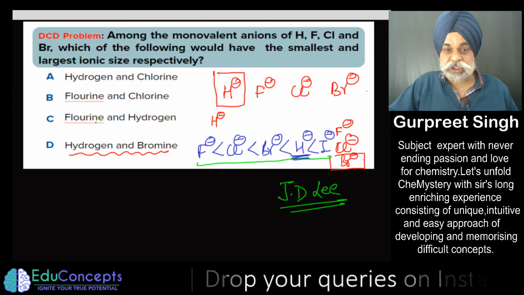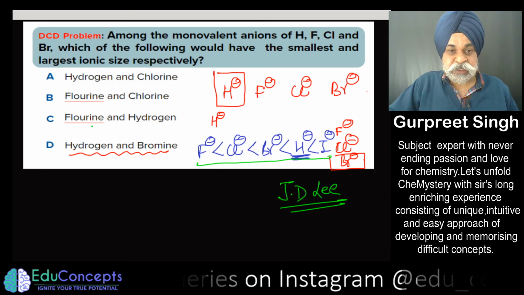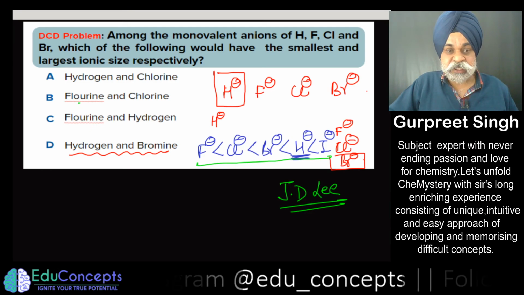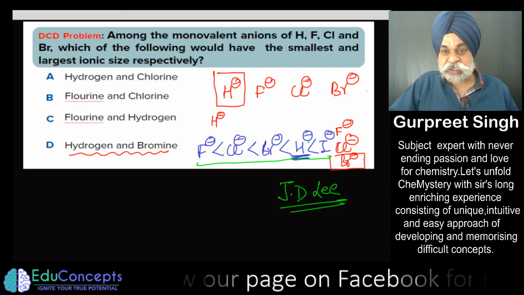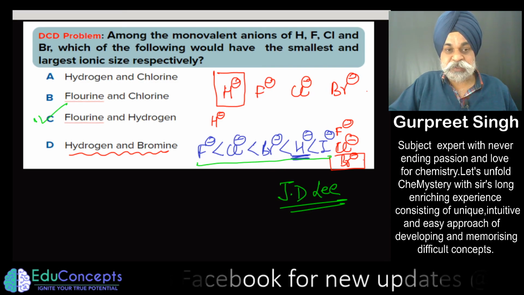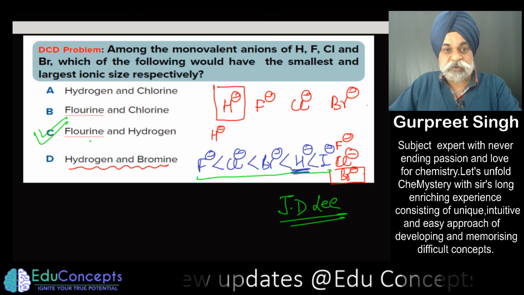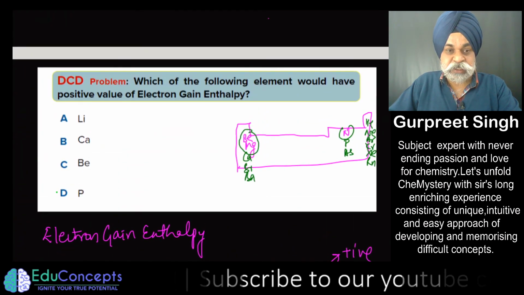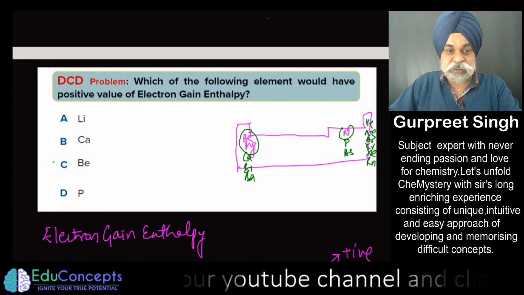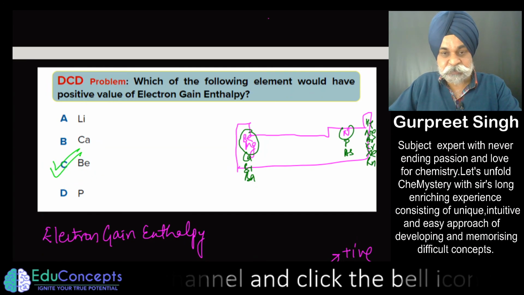So what shall then be the answer? The smallest among these is F negative, and the biggest among these anions would be H negative. So the answer happens to be the C part. And for the first one, I think I haven't answered it. In this the answer would be beryllium.